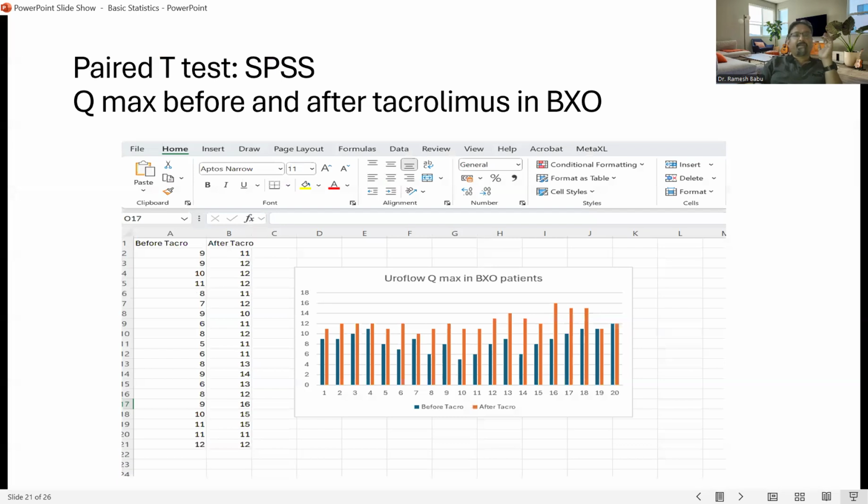Now, when we look at a paired t-test, these are the patients with BXO, and they had tacrolimus. So this is the uroflow before tacrolimus, and this is the Qmax after tacrolimus. Here, the same patient is being compared. So this is a paired t-test of an outcome of a medication before and after. This Qmax is being compared. So the raw data is here.